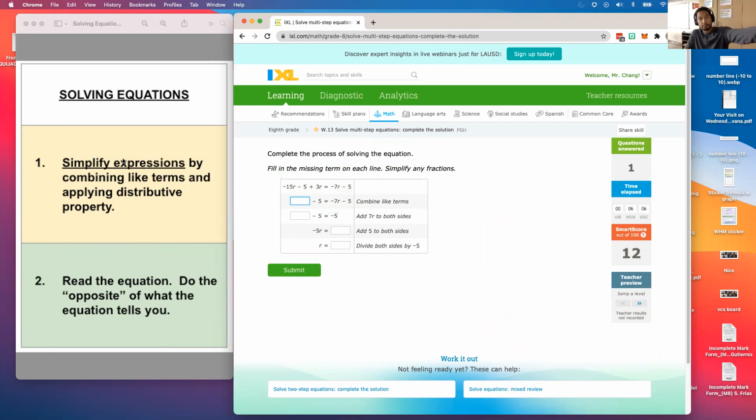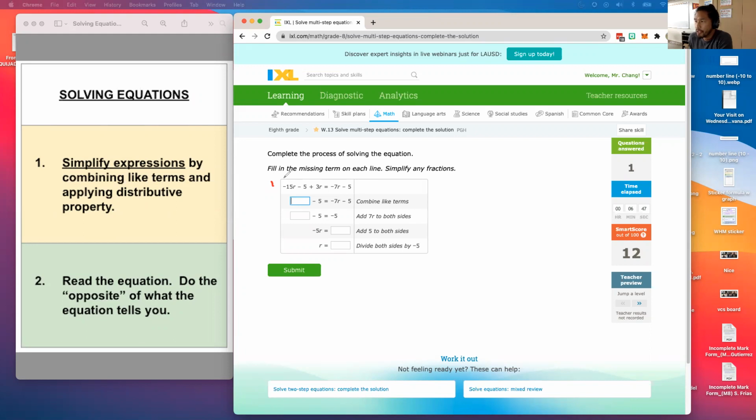So again, we're going to simplify the expression, right? Try and reduce the number of terms on both sides of the equal sign. And when we're happy with that, we are just going to read the equation out loud. And whatever the equation is telling us to do, we're going to do the opposite of it to both sides. And that will continue to help us get to a place where we have an answer. So negative 15r minus 5 plus 3r equals negative 7 minus 5. That is line 1. That is our first original equation.